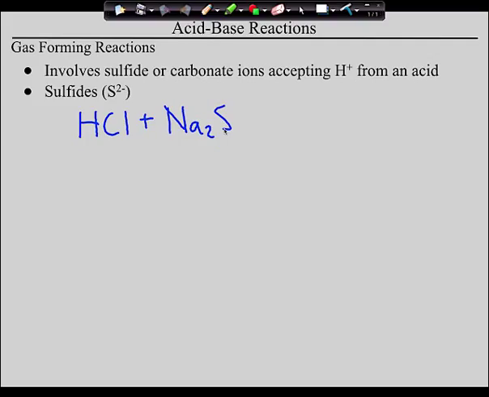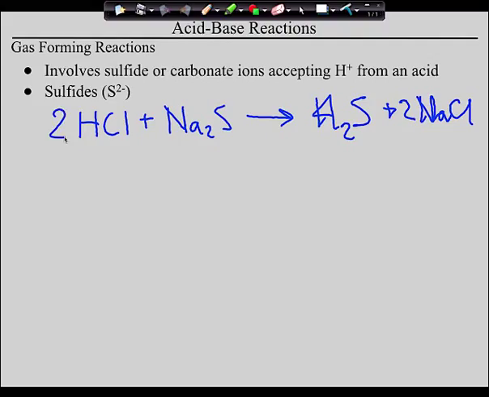And if we react these together, what do they make? Double displacement reaction, right? What are they going to make? The H will hook up with the sulfide, and that makes H2S, and then our salt is NaCl, and we need a 2 there and a 2 there.